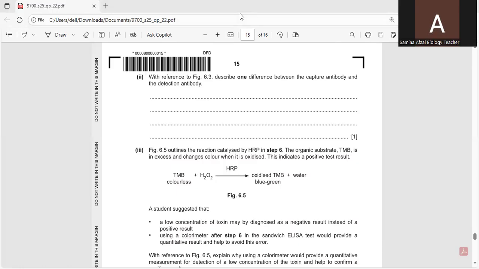So first of all, I would like to say that the key difference lies in their location and modification between capture and detection antibody. The capture antibody is immobilized to the spore surface to trap the target antigen toxin. It has no enzyme or label attached, whereas the detection antibody is added later and binds to the captured antigen toxin. It has an enzyme HRP attached to it, which allows for the final color change.